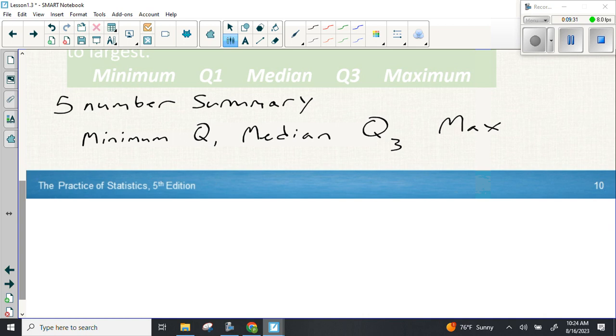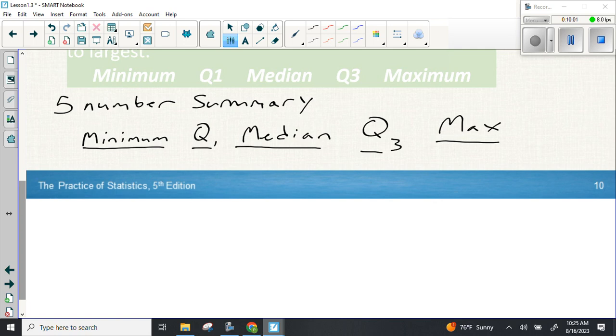Those are your values. So if you're given a 5-number summary with a number, a number, a number, a number, a number in that order, it's assumed that you know the first one is the minimum, the second one is quartile 1, the third one is your median, the fourth is quartile 3, and the fifth one is your maximum. So you'll be given just 5 numbers, and it's assumed that you know which one is which.